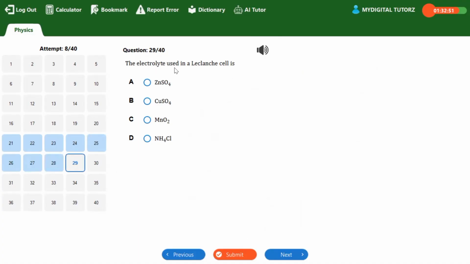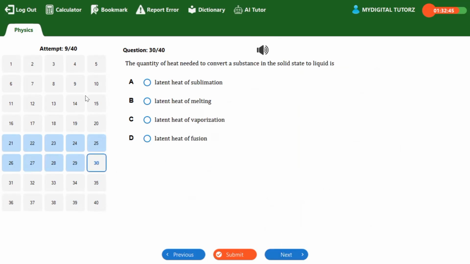The electrolyte used in a Leclanché cell, which is a primary cell, is ammonium chloride. And last on this particular session, the quantity of heat needed to convert a substance from the solid state to the liquid state, a change of state or change of phase, from solid to liquid, is the latent heat of fusion. Is that understood?